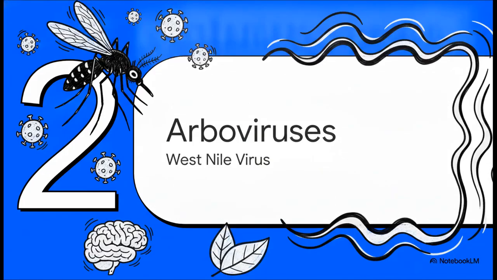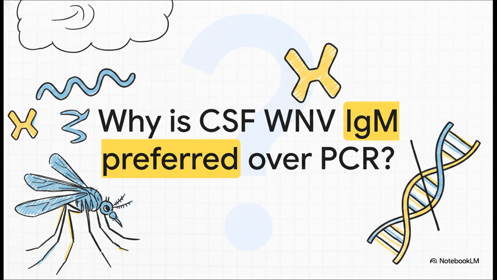Moving on to Section 2, arboviruses, focusing on West Nile encephalitis. Shifting gears to a different season and vector, let's look at the most common arboviral CNS disease in the US since 2002. Usually for viral encephalitis, we immediately want the PCR, right? But here's a classic rapid-fire twist. For West Nile, why is the CSF West Nile virus IgM actually preferred over the PCR?